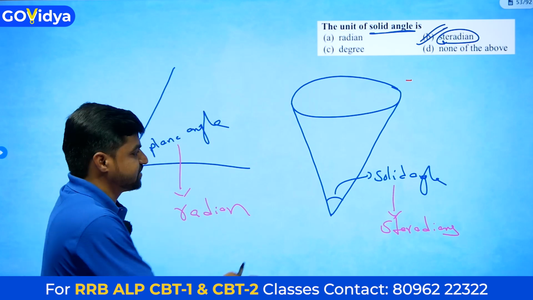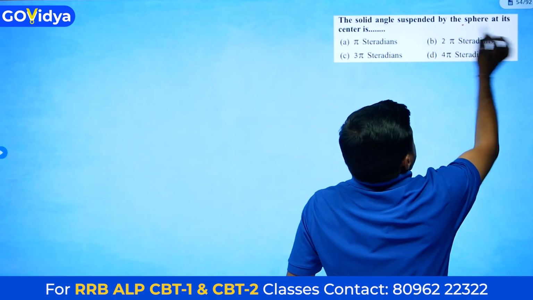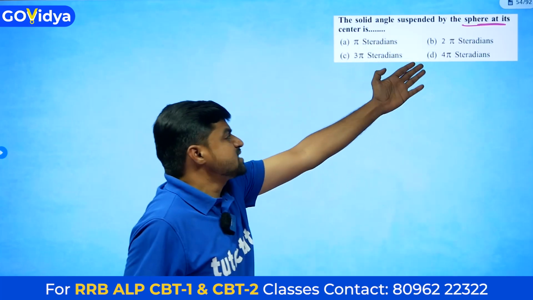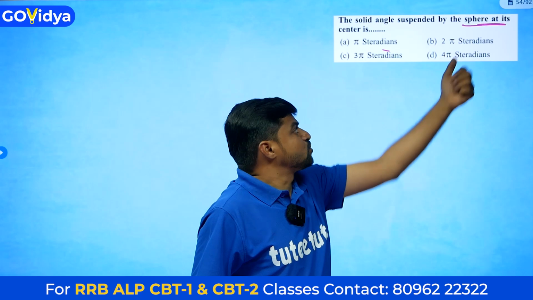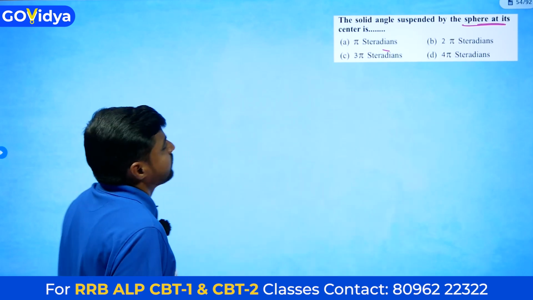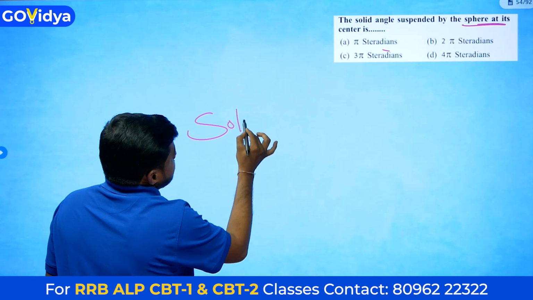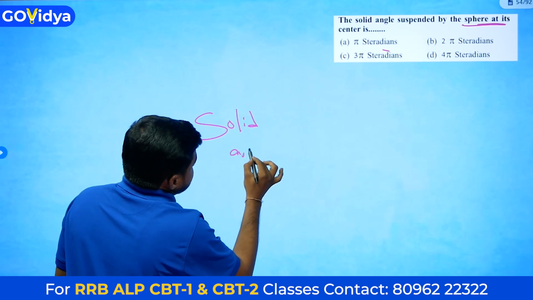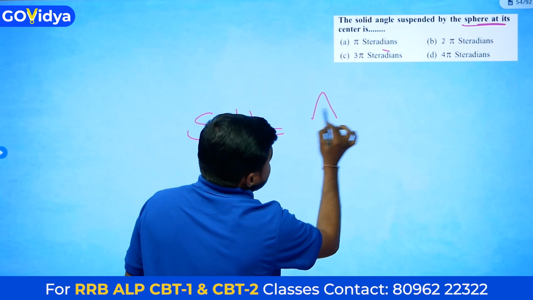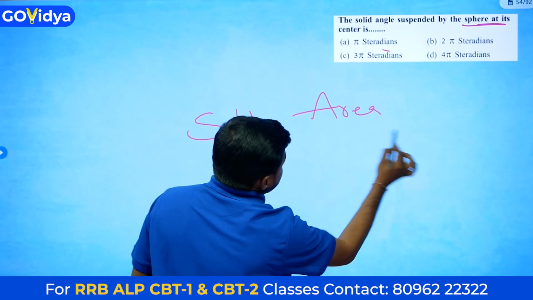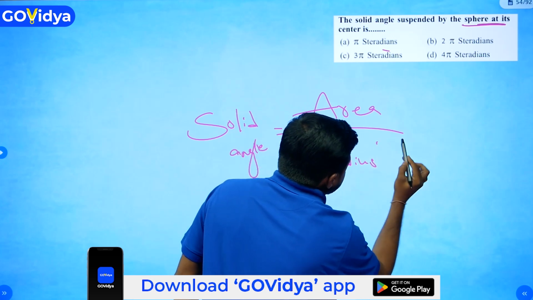Next question. The solid angle subtended by a sphere is, the options are pi steradians, 2 pi, 3 pi, 4 pi. Solid angle is equal to area by radius square. Area by radius square.